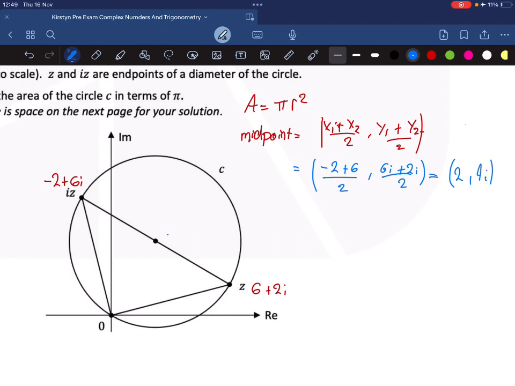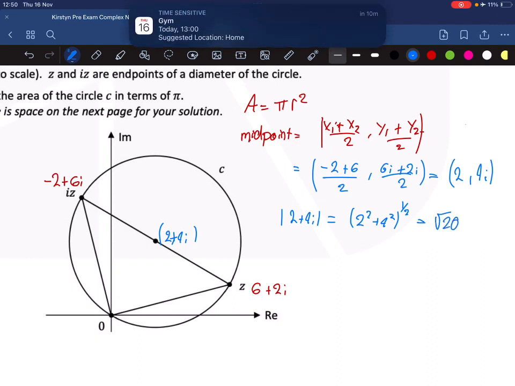So this is the point 2 plus 4i. Because this is the center, and we have this point down here touching the point 0, 0, we can use the modulus formula, because the modulus is the distance from the center to the point, and that's going to be the radius. So the modulus of 2 plus 4i is 2 squared plus 4 squared, and then we find the square root of that. I'm just going to write it as the power of a half, but it's the same as the square root. 2 squared is 4, 4 squared is 16, 4 plus 16 is 20, so this is the square root of 20, and that's going to be equal to the radius.